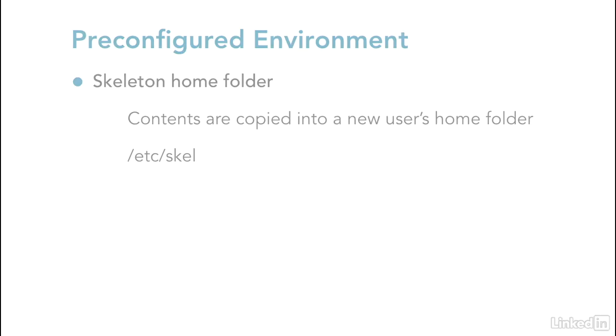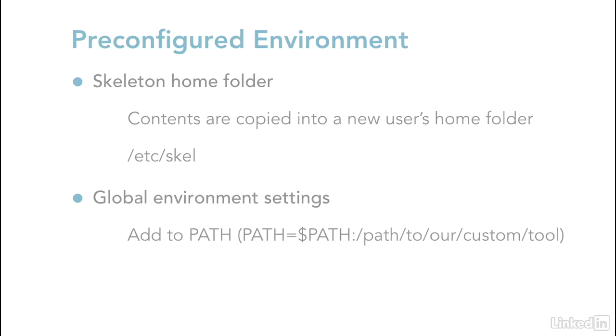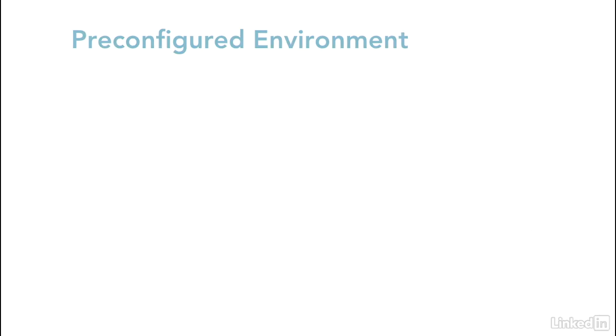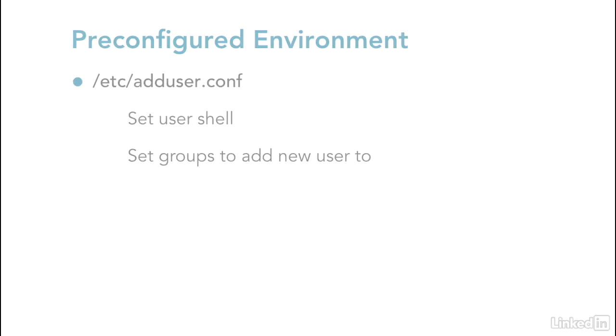You can also configure the environment system-wide in case you need to provide a certain tool or library in the path, or if you want to modify the shell in some way. We've already seen how to predefine the shell itself and which group new users are added to in the /etc/adduser.conf file. So let's dig into the skeleton home folder and the system-wide environment settings.